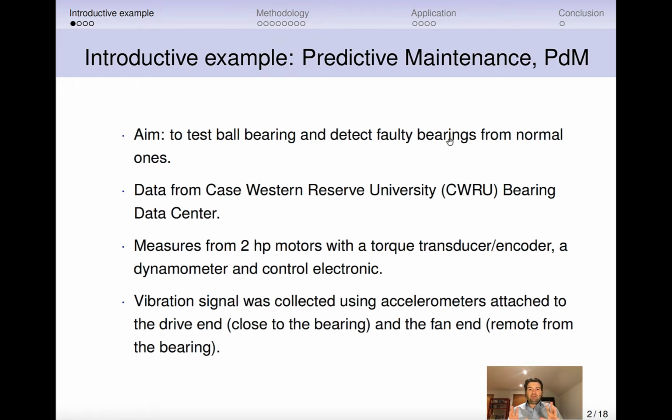Thus, I'm going to take examples of motors. We have data coming from the Case Western Reserve University. This university has a bearing data center such that you have data from motors. And by themselves in this university, they have, I will say, normal motors and not normal motors. Not normal motors because specifically of the bearing balls, the ball bearings that may have different defaults.